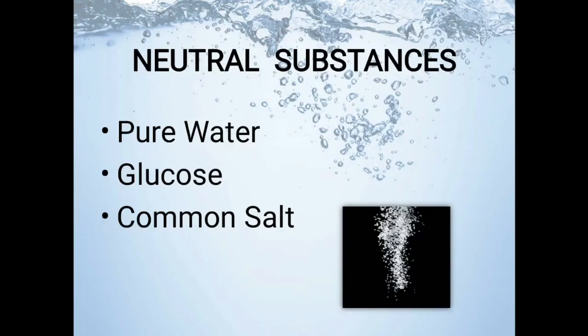Next come neutral substances. Neutral means substances that are neither acidic nor basic, and some common examples are pure water, glucose, and common salt that we usually have in our home.